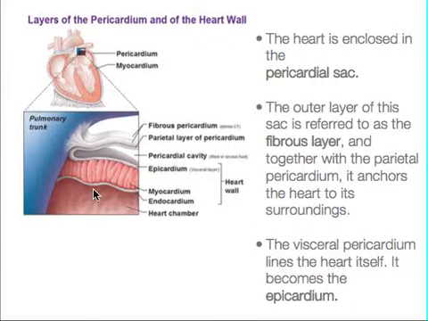And a lot of these layers are epithelial tissue. And underneath, deeper to the myocardium, we have the endocardium. And then underneath there, we have heart chambers. And those are the ones that the blood goes in and out of.